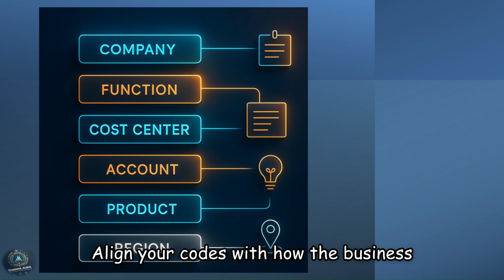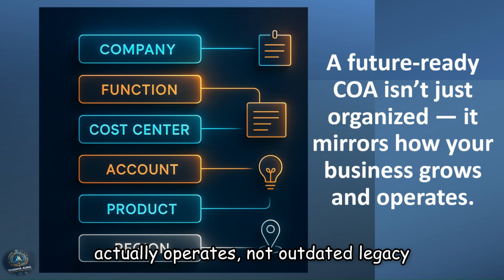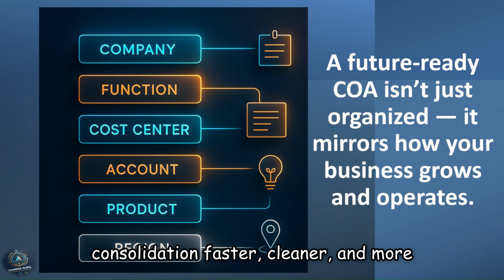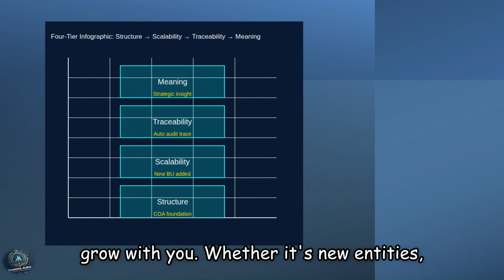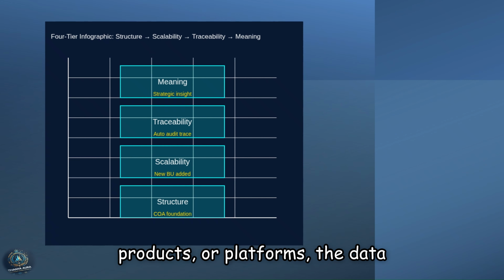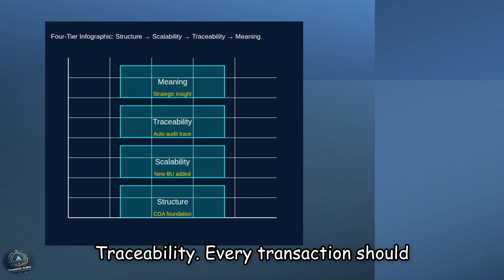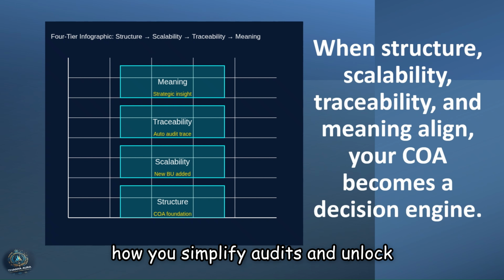Structure: align your codes with how the business actually operates, not outdated legacy formats. This makes reporting and consolidation faster, cleaner, and more intuitive. Scalability: your COA should grow with you. Whether it's new entities, products, or platforms, the data foundation must be ready to expand. Traceability: every transaction should link to its source and outcome. That's how you simplify audits and unlock analytics.